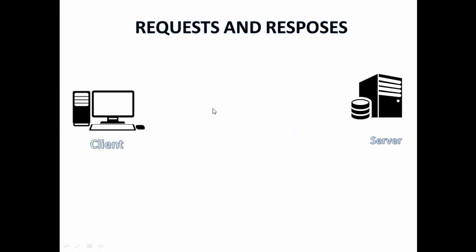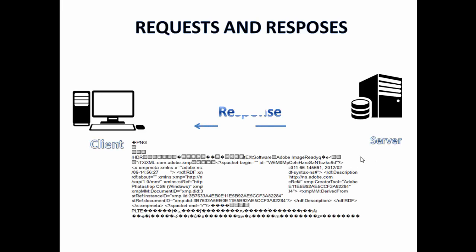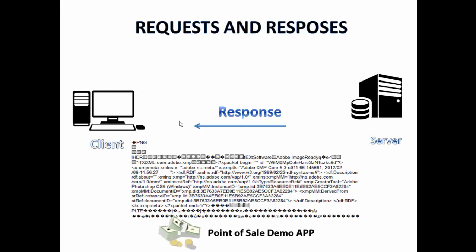So I want to give you a couple of examples of how this really works. I'll give you a typical GET request. Here's my local server, and I'm going to request this resource, this image. The server is going to respond with some type of binary format that the browser will receive, and it will understand as the logo for the little application we're going to use.